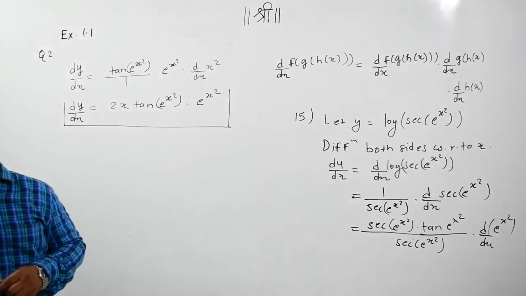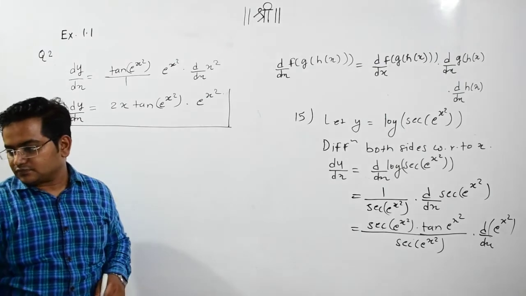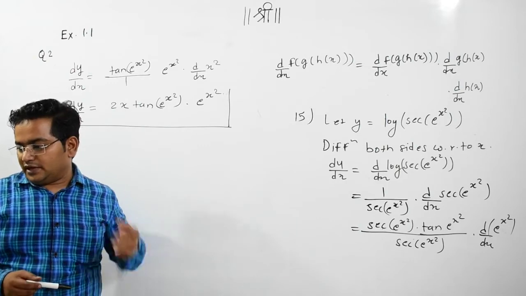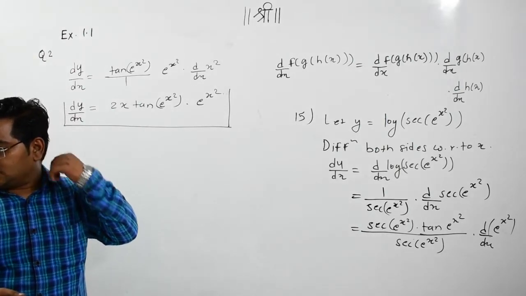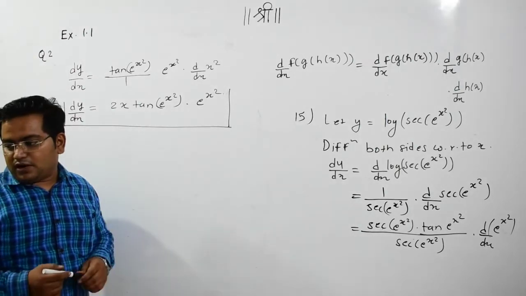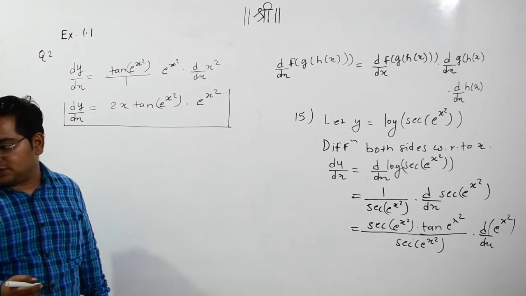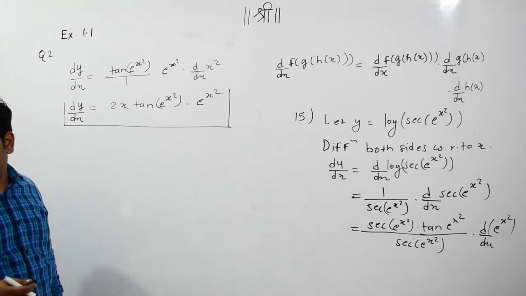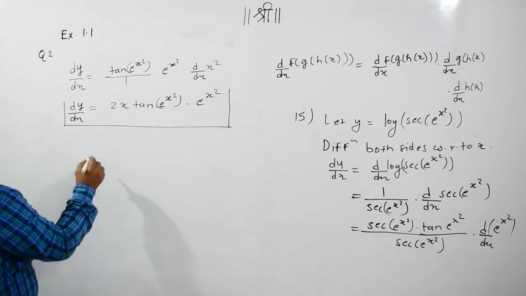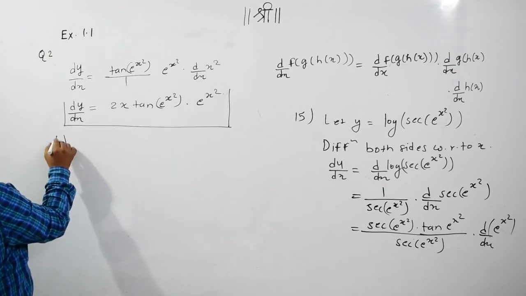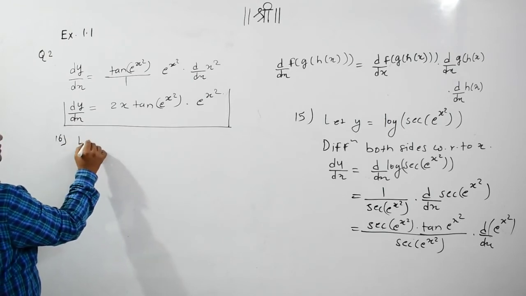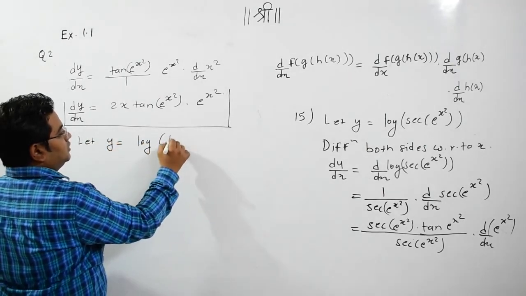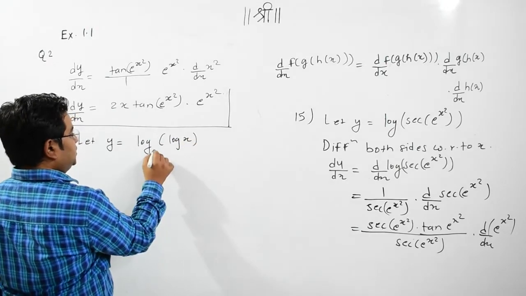Now what is our next question? Next question says something like this. Again, the log of this. Question number 16 is important. I would like to draw attention to this question because it contains the e² term: log of x to the base e². That is the complicated problem. So let y equal log of x to the base e².